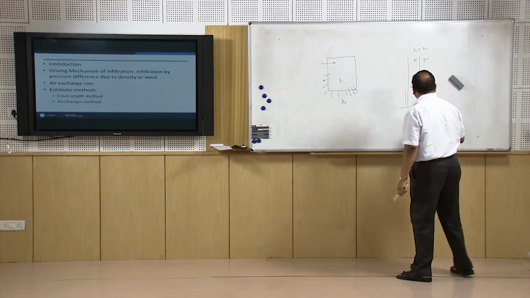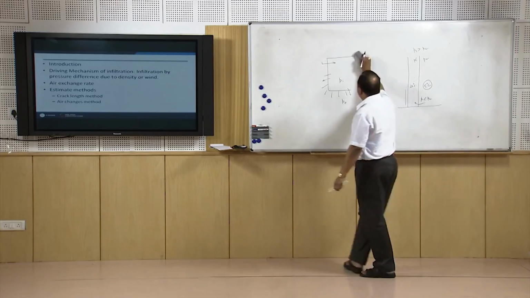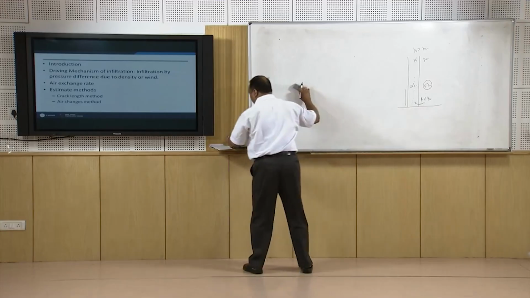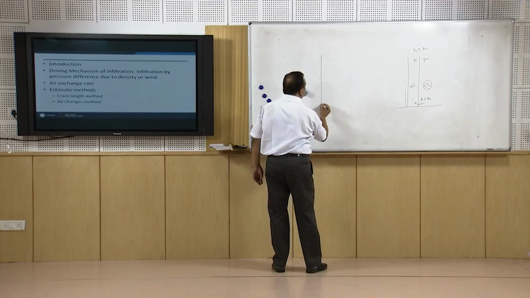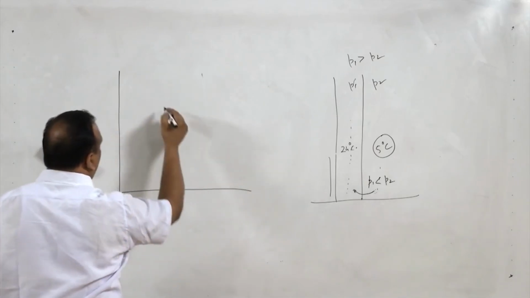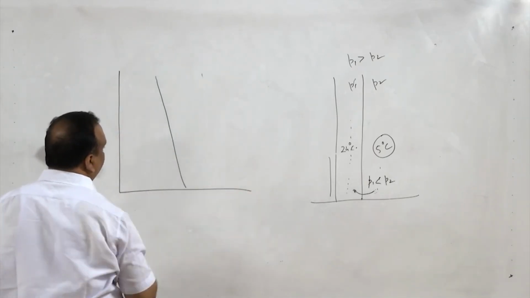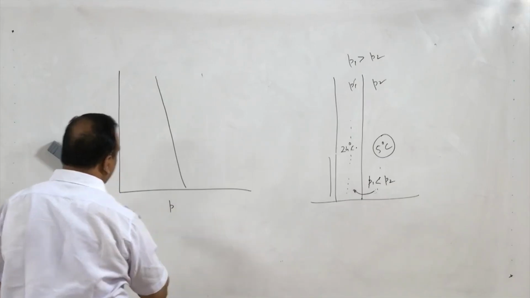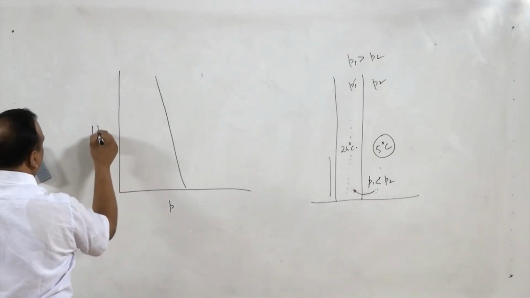If I draw a diagram of the fall in pressure with height of the building, it is going to be like this. This is pressure and this is height, denoted by H in buildings.